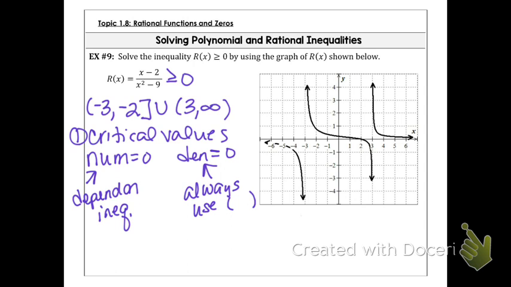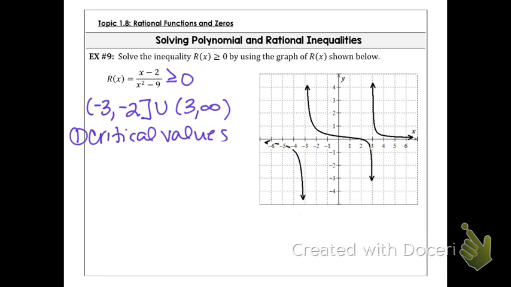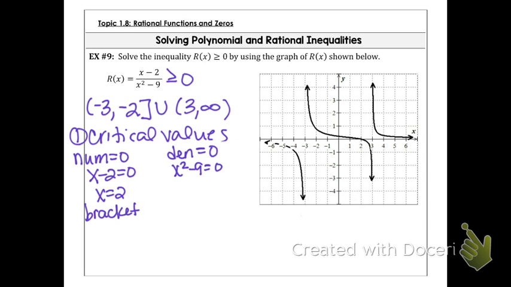So let's try that with this one. We're going to find those critical values, setting our numerator equal to 0 and our denominator equal to 0. Our numerator is x minus 2 equals 0, which means x equals 2. Because this inequality has an equal to, we're going to use a bracket at the 2. Then we set our denominator equal to 0. Either we can just solve this as it is, or we could do difference of squares, but either way, we get x squared equals 9. Take the square root, and you get x equals positive and negative 3. Because they come from the denominator, we're always going to use parentheses.